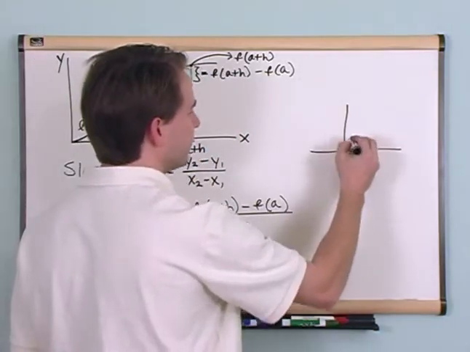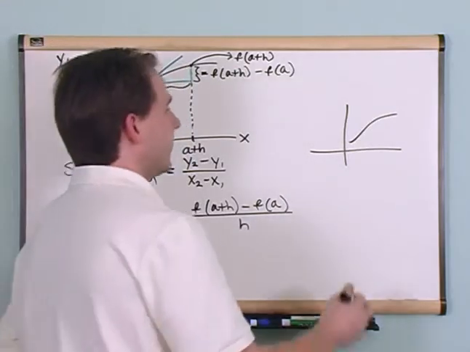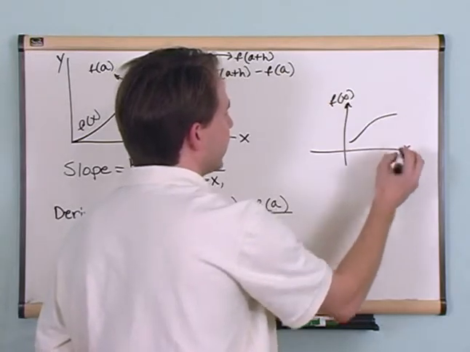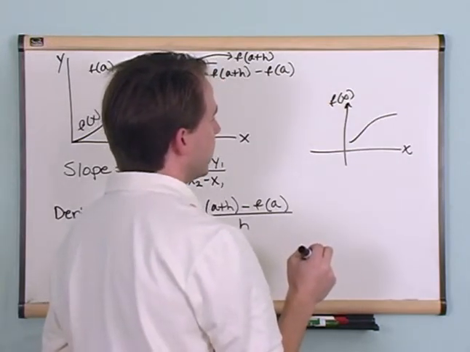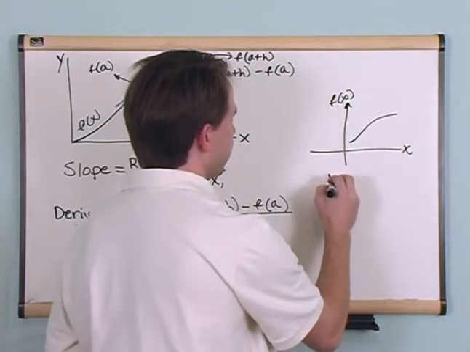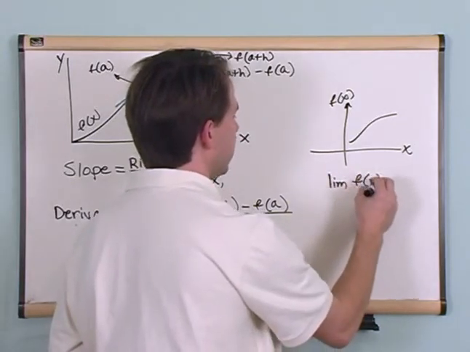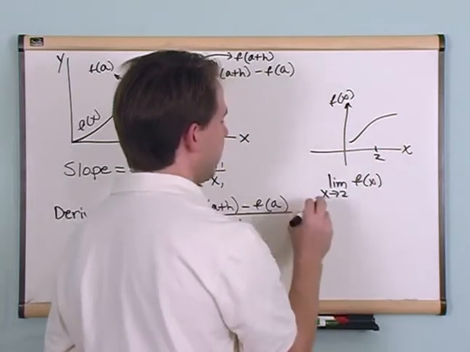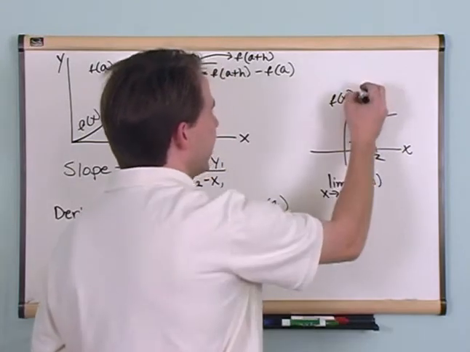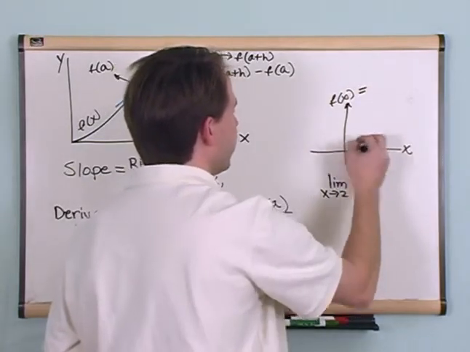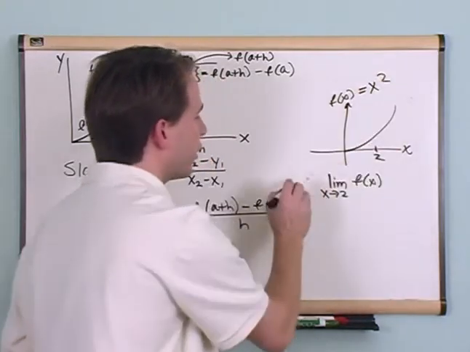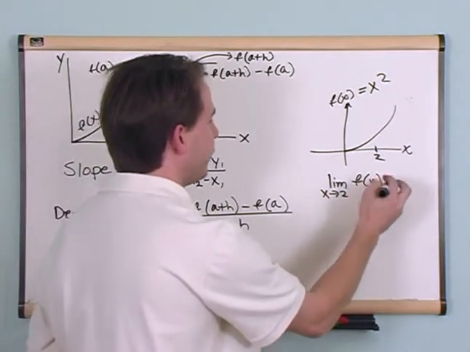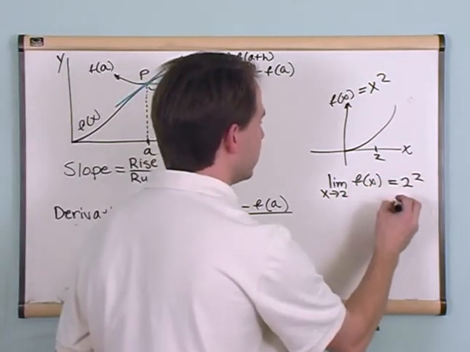Here's a curve, okay, like this. So this is f of x in this axis and x over here, okay? What is the limit of f of x as x approaches 2? Well, if 2 were here, as x approaches 2, and let's say f of x, let me change the curve here. If f of x is x squared, I'm going to make it a real curve here. So f of x is x squared. The limit of f of x as x approaches 2 is 2 squared, which is 4.